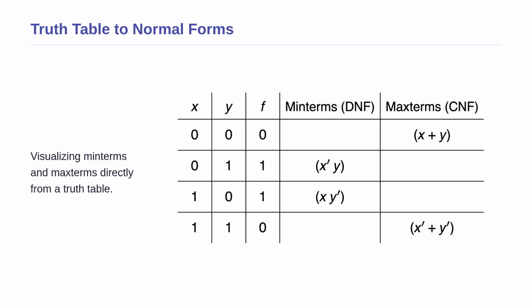Now look at the first and fourth rows where the output is 0. These generate our max terms for the CNF. In the first row, both inputs are 0, so the max term is simply x or y. This diagram perfectly summarizes how raw data translates into our standard logical forms.